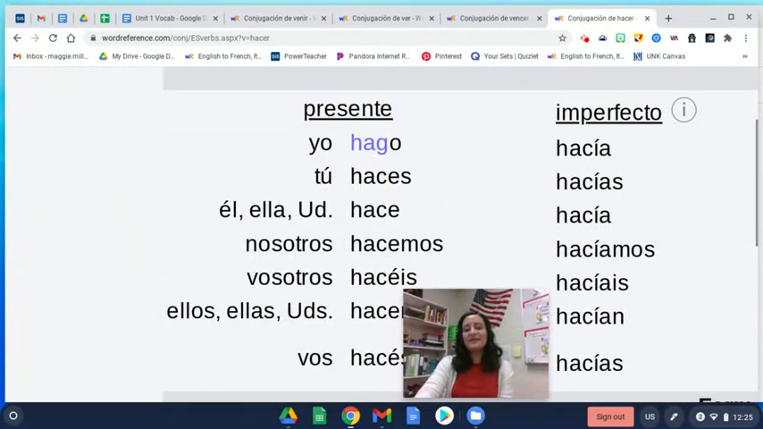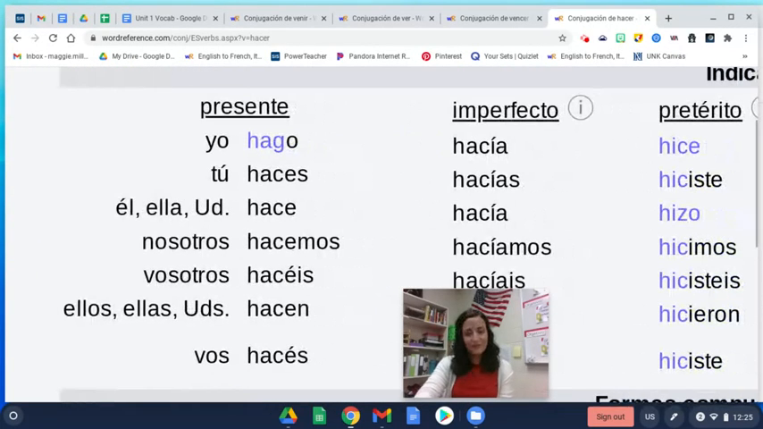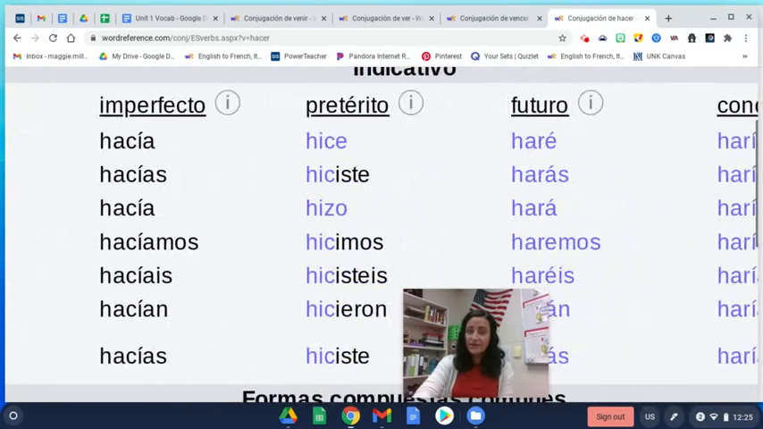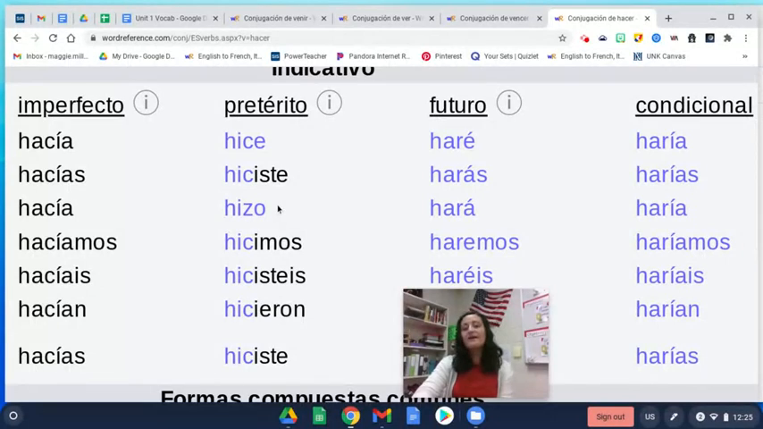In the present tense, we almost have a regular verb except for that irregular yo. So in order to say I do or I make, it's hago. And it is a go verb here. Then it's a regular verb from there on out. So it's haces, hace, hacemos, hacen. In the preterite tense, though, it is an irregular verb. Okay? And our irregular stem is going to be H-I-C. So we get hice, hiciste, hizo, hicimos, hicieron.